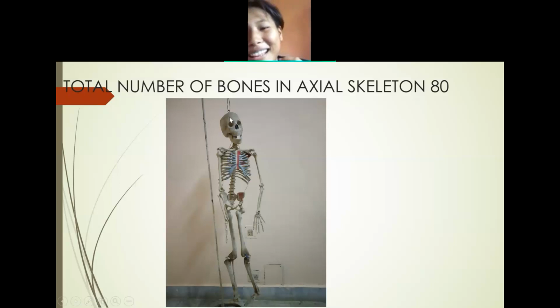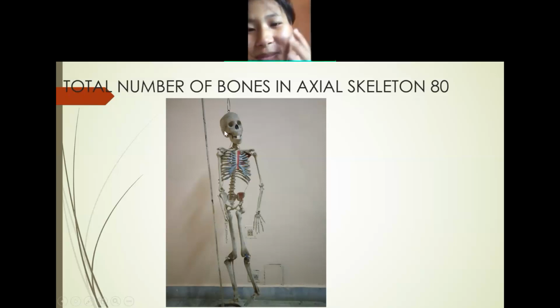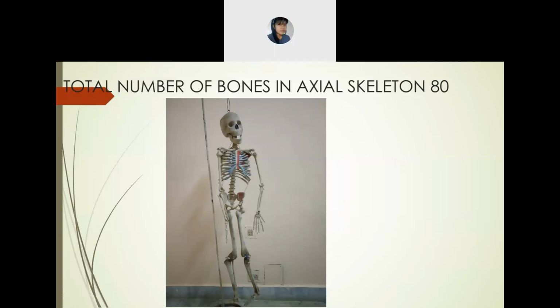Where is your skull? Here? No, ma'am. Here, here. Here? Okay. Yes, ma'am. Is she correct? Everyone, do you agree with her? Yes, ma'am. The whole head is the skull. Yes, the whole head. Okay, Aliza, at least you answered. Very good.